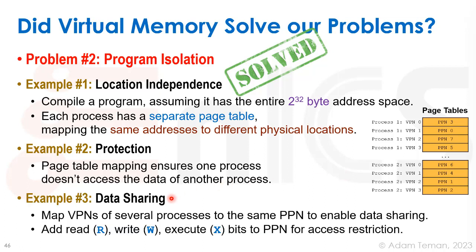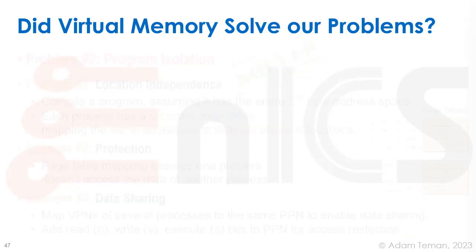What about the third problem? The third problem was data sharing. If the operating system wants that, and we'll be discussing that again in the next lecture, we could map several processes to the same physical page number, and that will enable data sharing. So VPN 0 could be pointing to physical page number 0 if we wanted to. But in order to add another level of protection, we'll add read, write, and execute bits to the page table entry to have access restrictions, so not every process can write to everything and so forth.